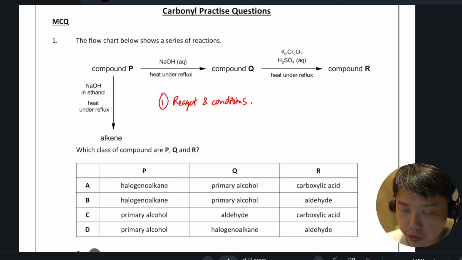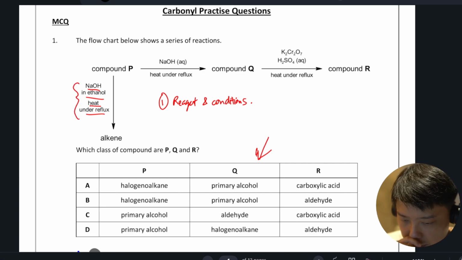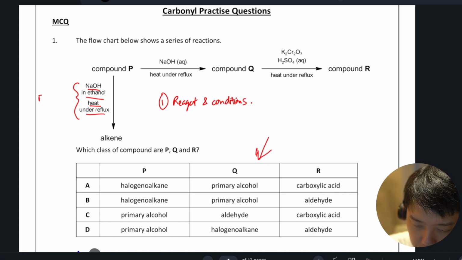What are they mostly used for? So that will allow you to deduce the functional group, which will then directly answer the question below. Okay, so compound P reacts with NaOH in ethanol, heat under reflux. This reagent and condition is mainly used for elimination for halogenoalkanes. All right, so it will become an alkene as shown below here. So our compound P most likely is a halogenoalkane.